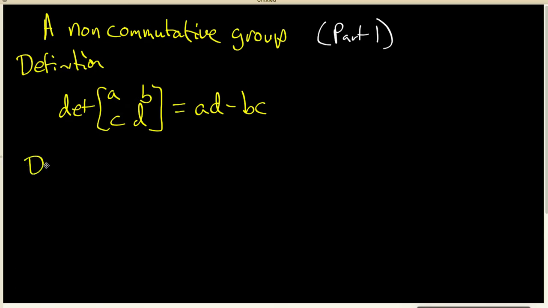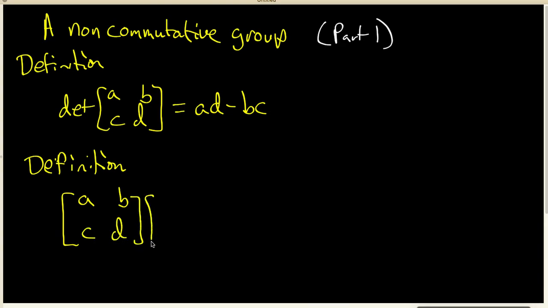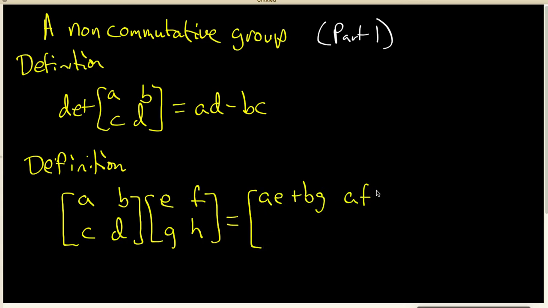The other basic definition that I want to remind you of from linear algebra is the way we multiply two 2 by 2 matrices. So if I have these two matrices and I want to multiply them together, the answer is going to be AE plus BG, AF plus BH, CE plus DG, and CF plus DH.